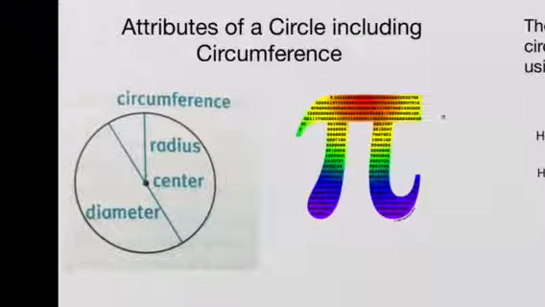Now, pi, which is represented by this symbol over here to the right, is 3.14 when written as a decimal. Or as a fraction, it can be written as 22/7. Now, both of these are approximations because pi is a never-ending decimal. Therefore, 3.14 and 22/7 only cover a portion of the beginning numbers of pi.